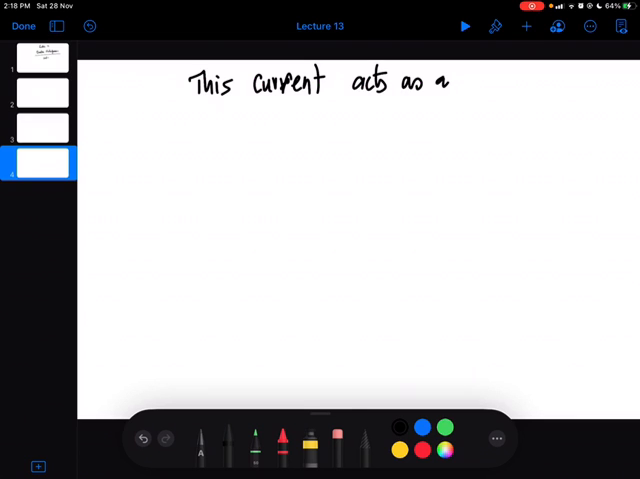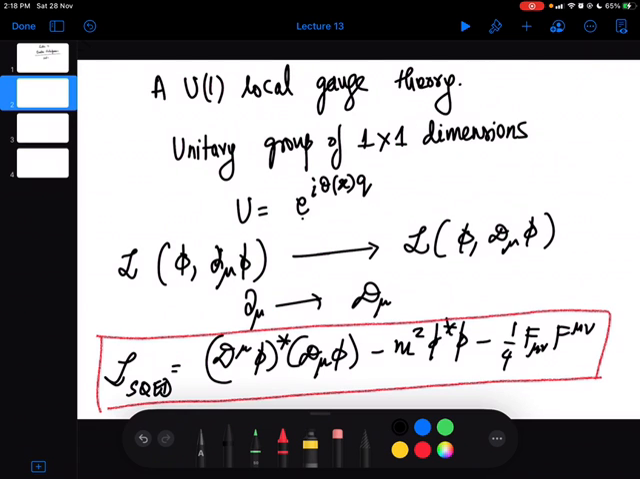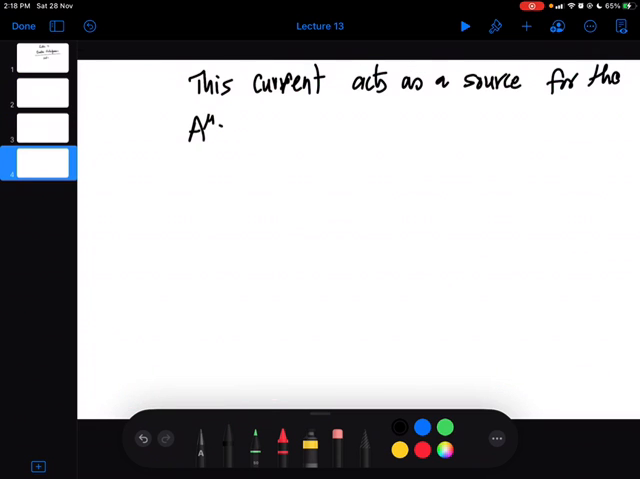Acts as a source for the mu. That means, if you derive the equations of motion with the full couplings, for the full thing, meaning for this Lagrangian SQED, what you will find, just to revise, is what we have without any sources.